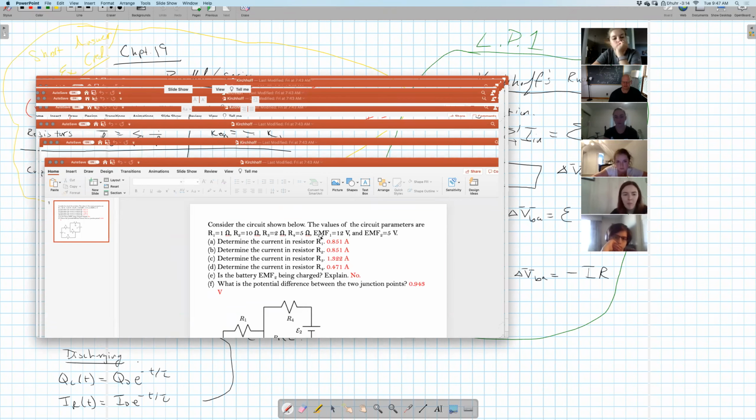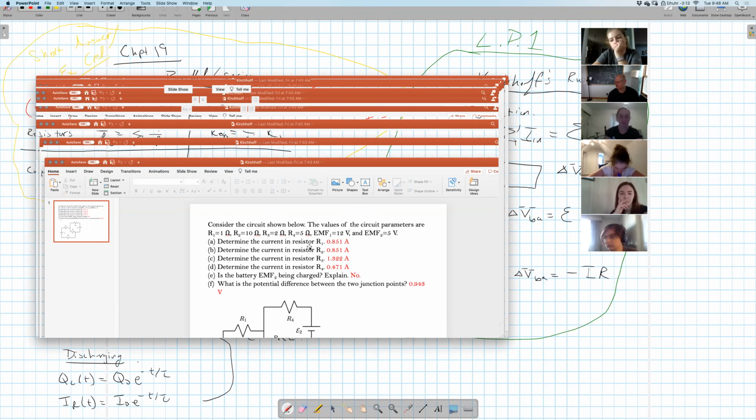The way you determine if it's being charged or not is you look at the direction of the current. If we call this I2, and I2 is going away from the battery in this direction, that means it's being discharged. But if the current is going in the opposite direction, into the battery in the wrong direction, that means it's being charged. To determine if one of these 2 batteries is being charged, you just look at the direction of the current. If both currents are going away from the batteries, they are being discharged. If the current is going into the battery, it's being charged.